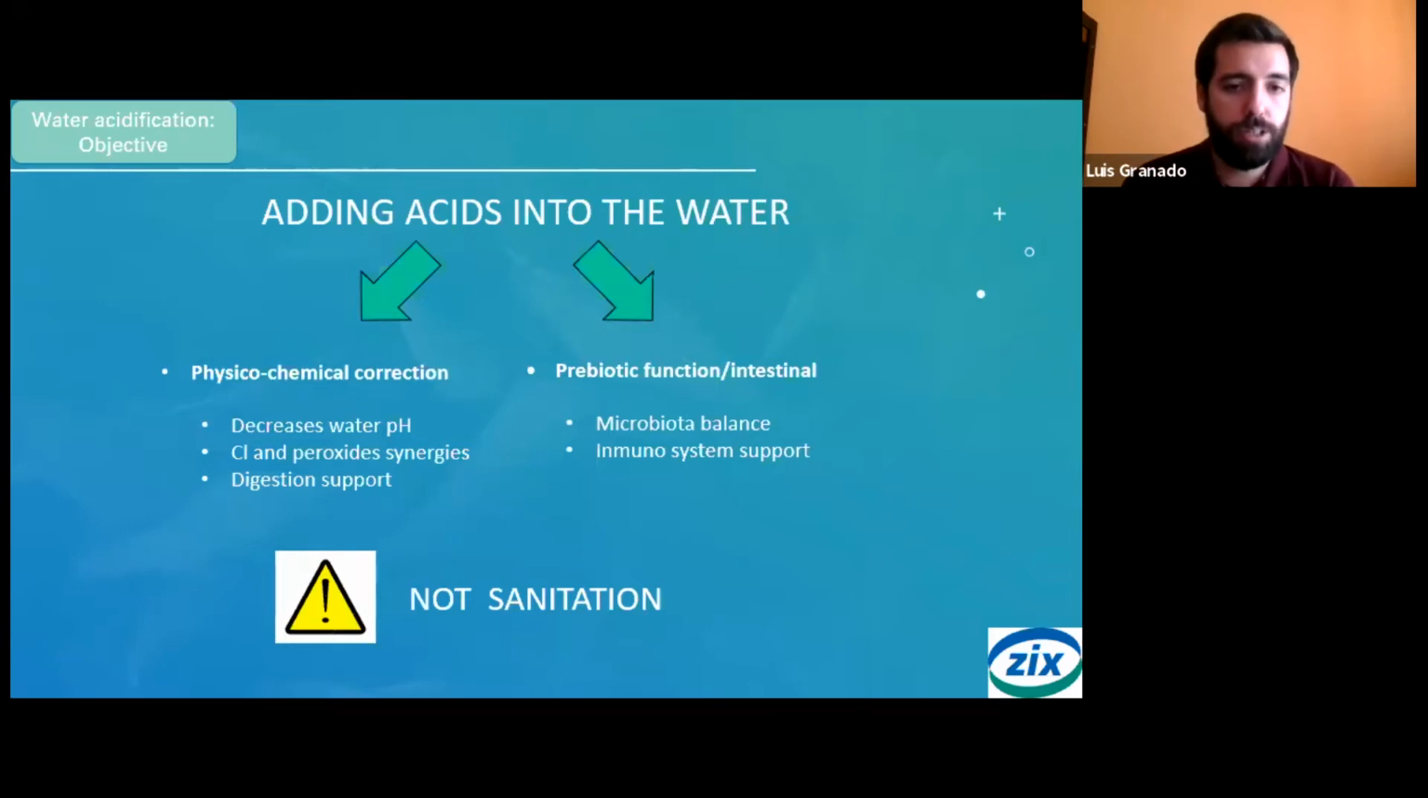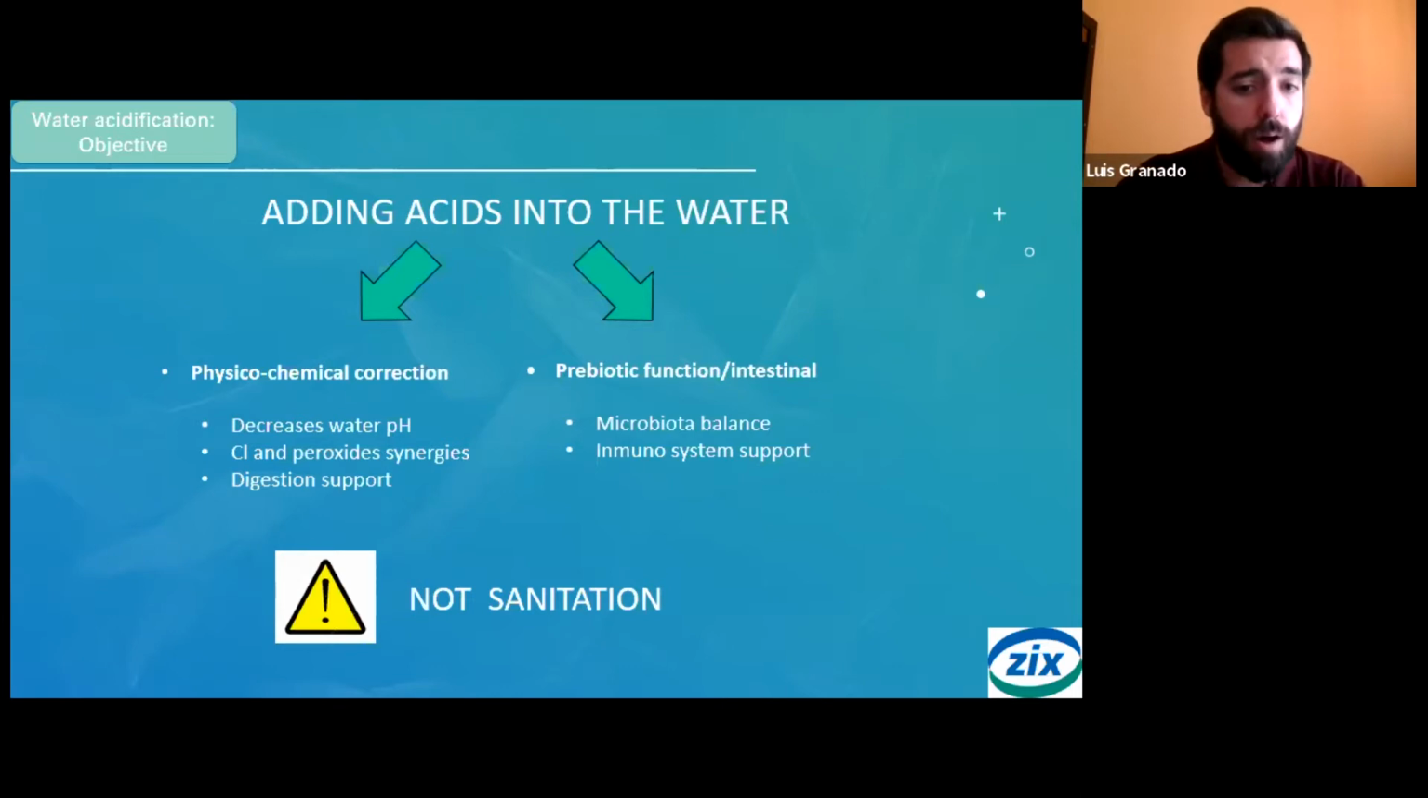Again, at this point, I want to make sure that you are aware that this is not a sanitation treatment for the water, right? Acids at the doses of use, even if we acidify the water a lot, will not be killing many bacteria, okay? Some of them will die, obviously, but not a lot. And therefore, it's not a water treatment because it will not help us to get a better microbiological quality in the water. So never use it to replace your water treatment. They are completely different things.